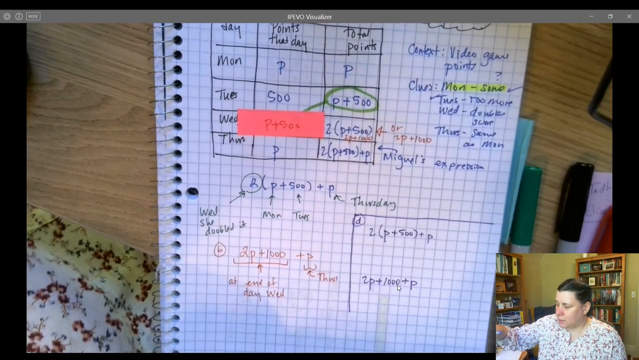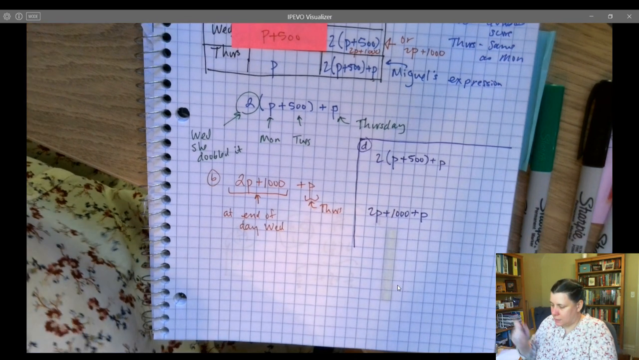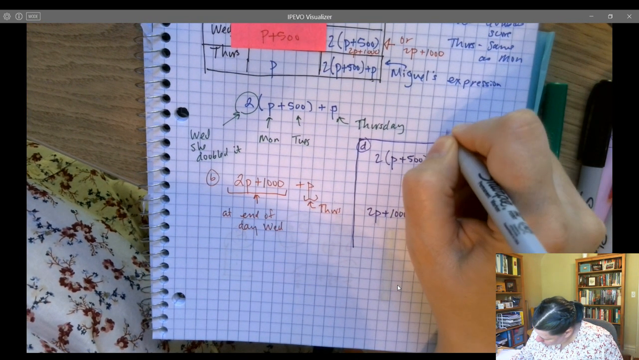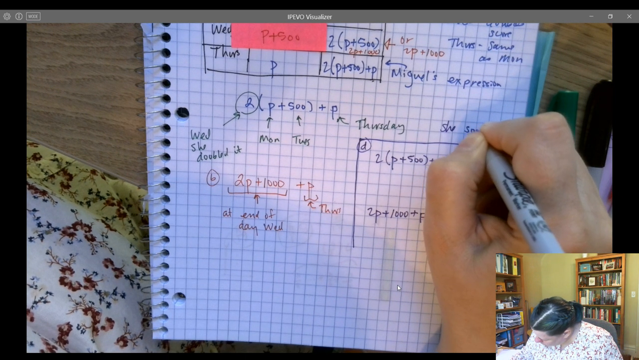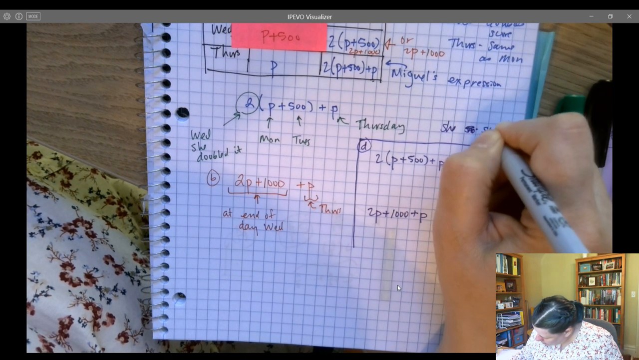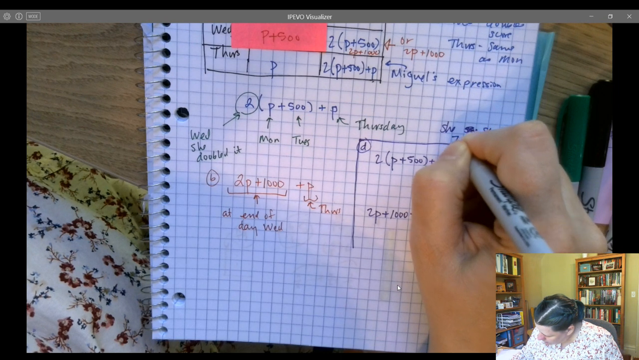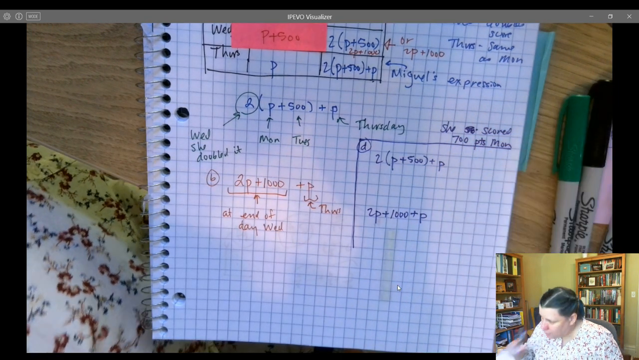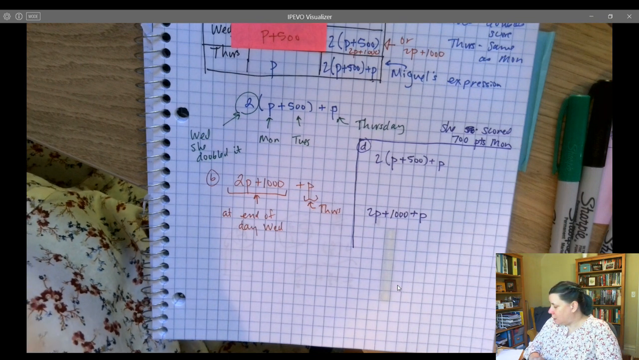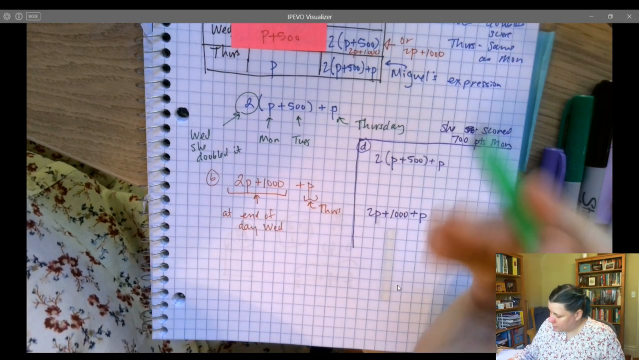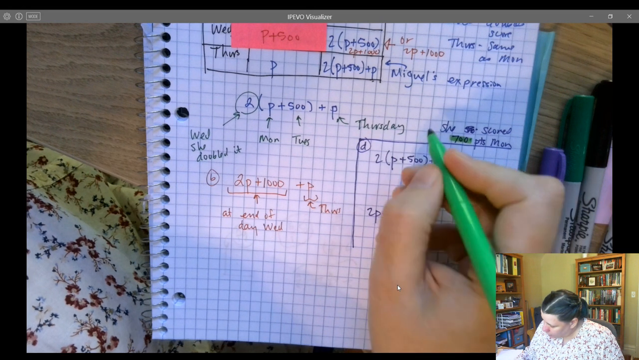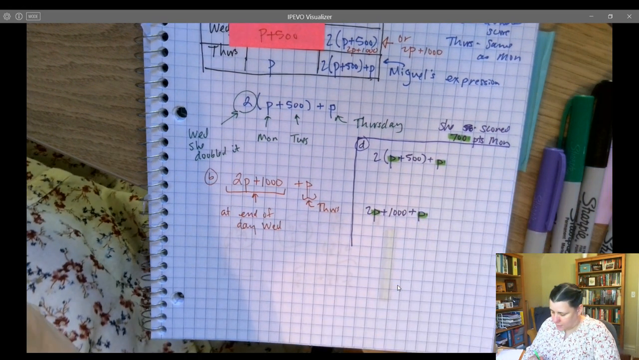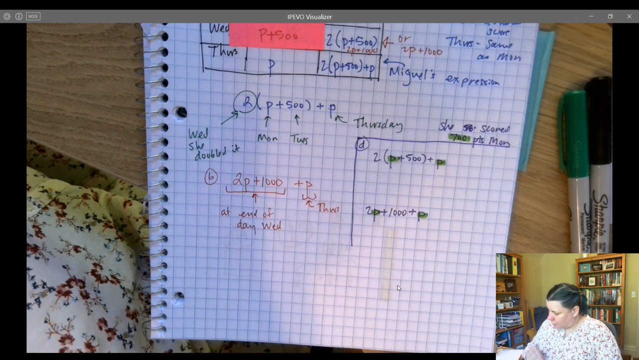And what they say here is they say if she scored 700 points Monday, how much would the total be? Okay, so what we're going to do is we're going to take that 700 points and then we're going to replace P with that 700 points. So it's going to look like this.